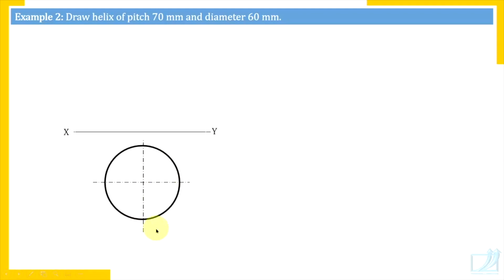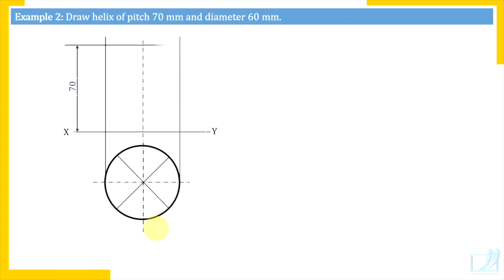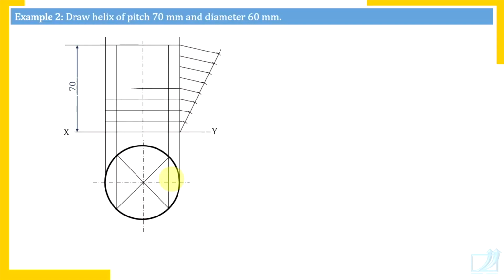So top view, I have made that top view dark, and front view, draw projectors in the front view, divide pitch in 8 parts. At those levels draw horizontal lines.